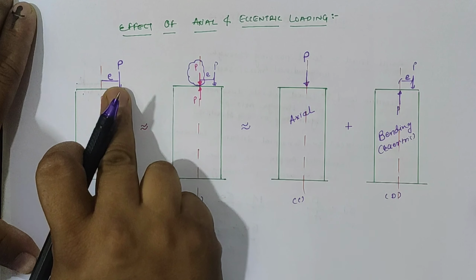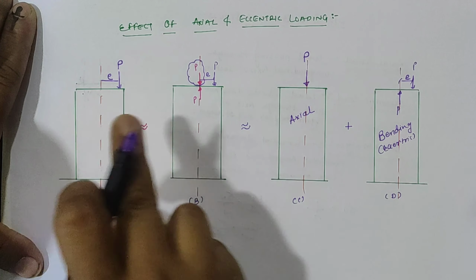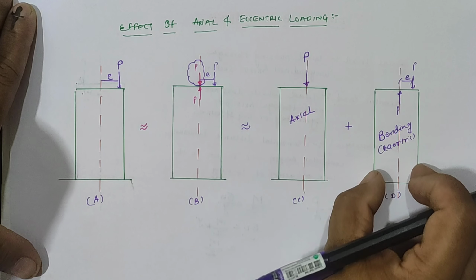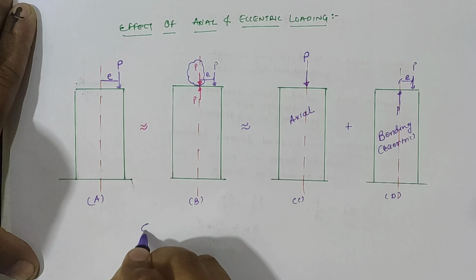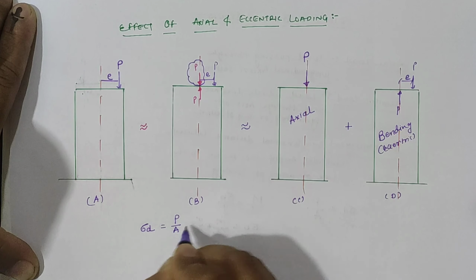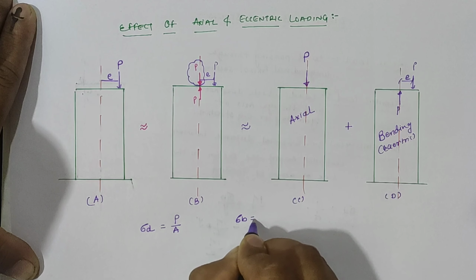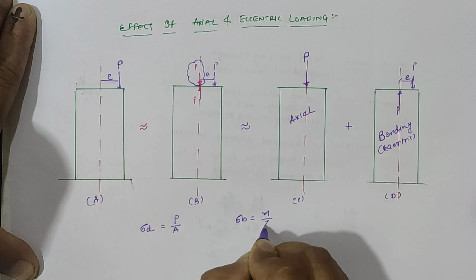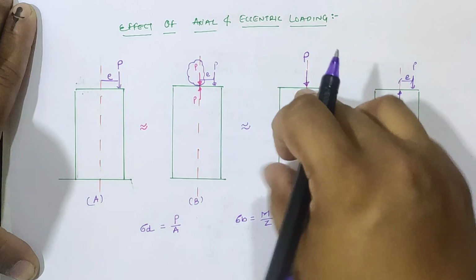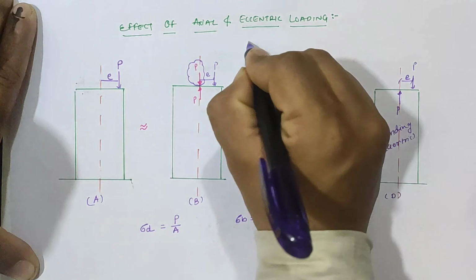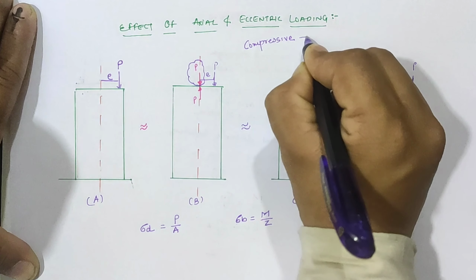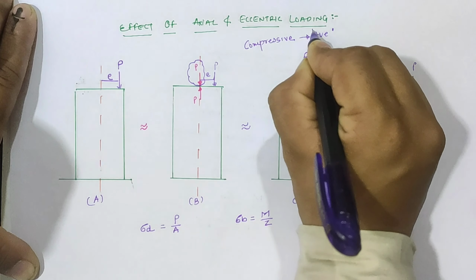When the eccentric load is given on the column, then it creates the axial stress as well as bending stress, and the axial stress is P by A, and the bending stress is M by Z. And we know that the direct stress is in compression, and for the calculation purpose we are going to use compressive force as positive.